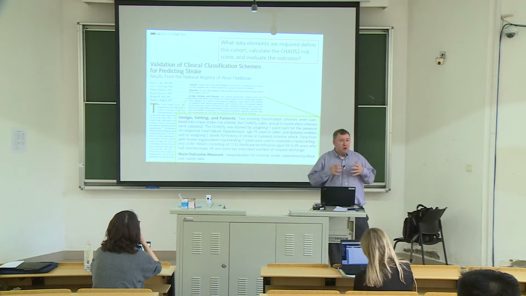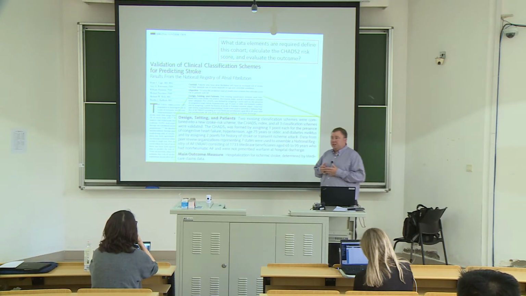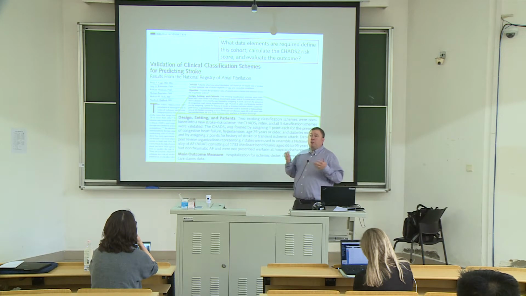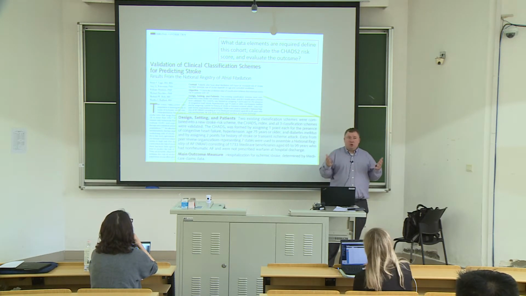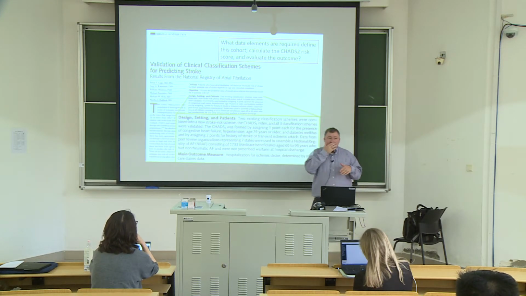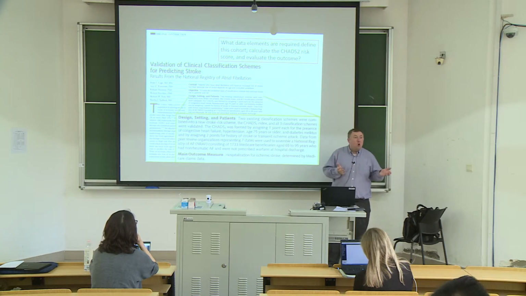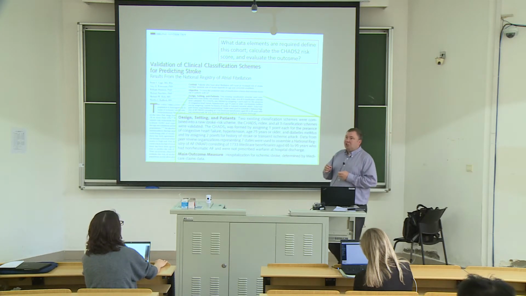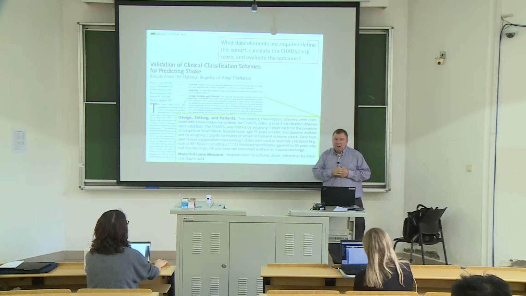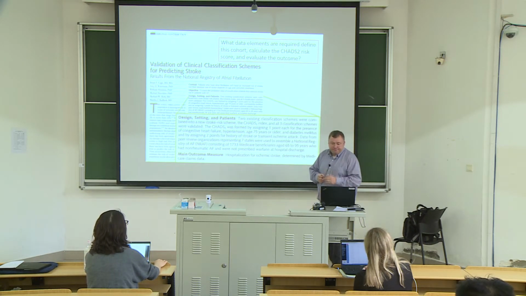So our question: claims data is one of the types of data that we could put into the OMOP common data model. So the question that you should be thinking about is, what data are required to create this cohort of patients with atrial fibrillation and to calculate this score, the CHADS-2 score, and to evaluate this outcome?